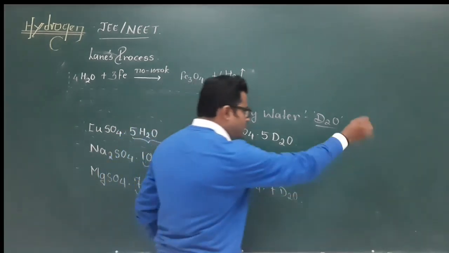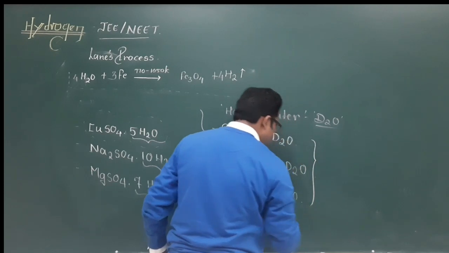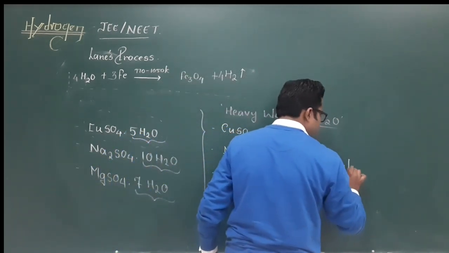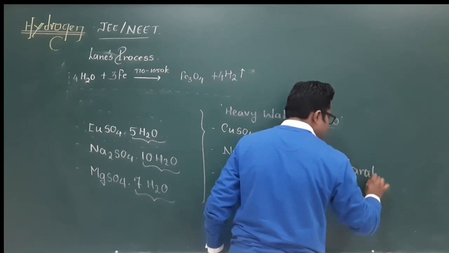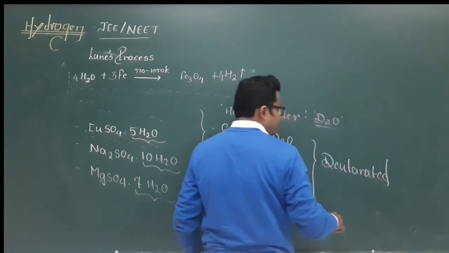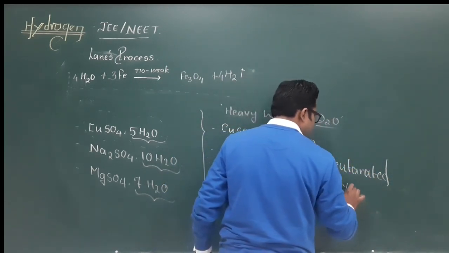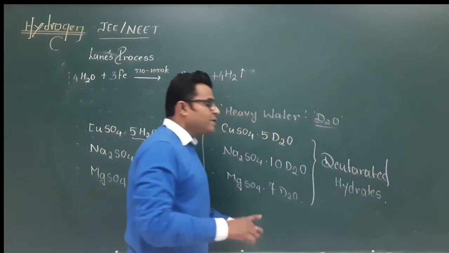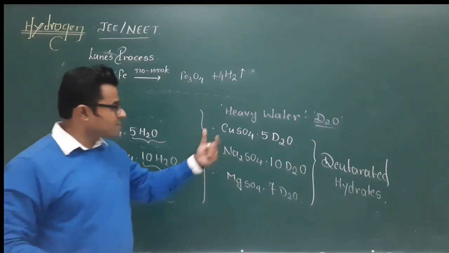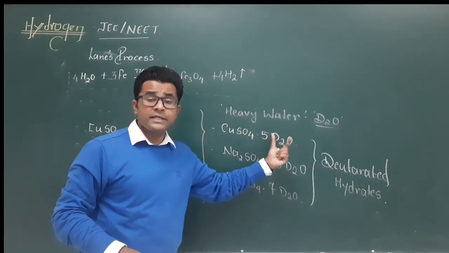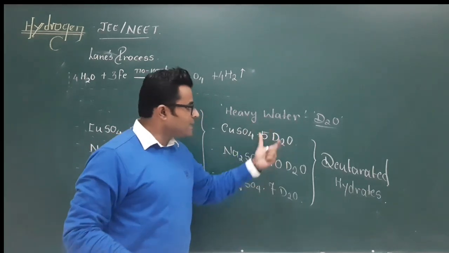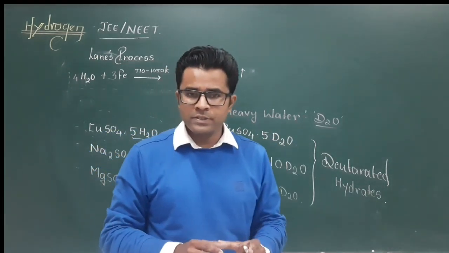Right? These things we call deuterated hydrates. So in a sense, we have heavy water in association with the salt complexes. And with this, we end hydrogen.